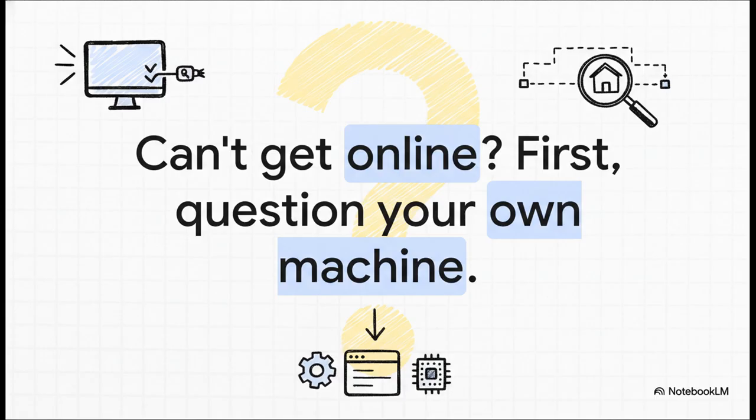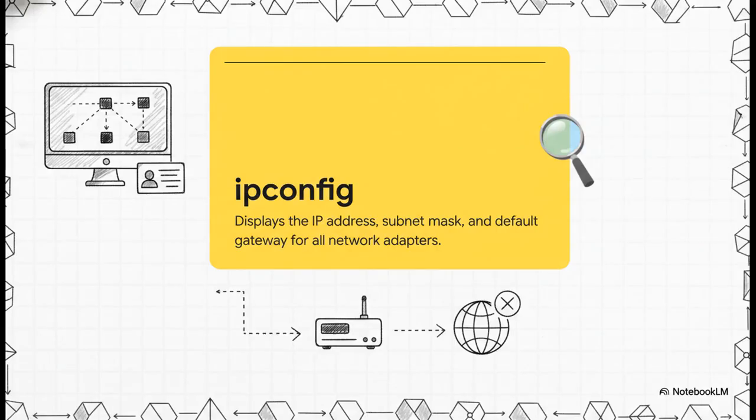The investigation always begins with your own device. And your first piece of evidence? It's a little command called ipconfig. Think of it like your computer's network ID card or its passport. It tells you if you even have a valid address to get on the local network. If this info is wrong, you're not going anywhere.